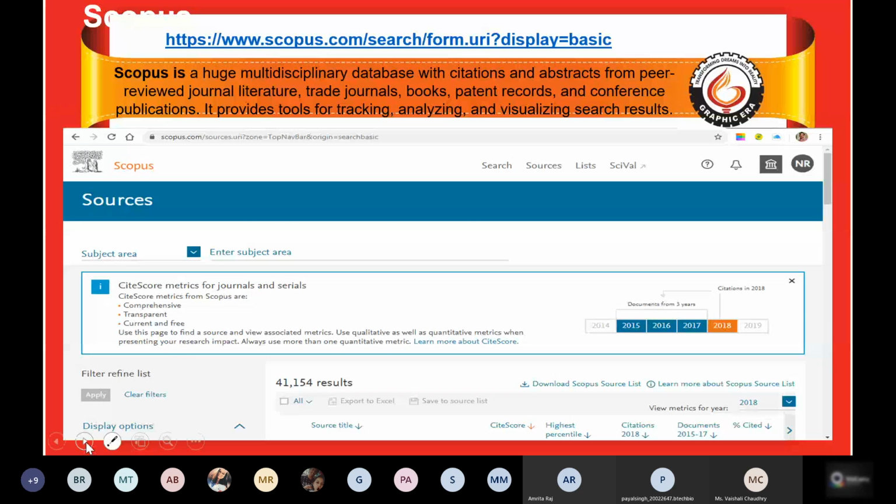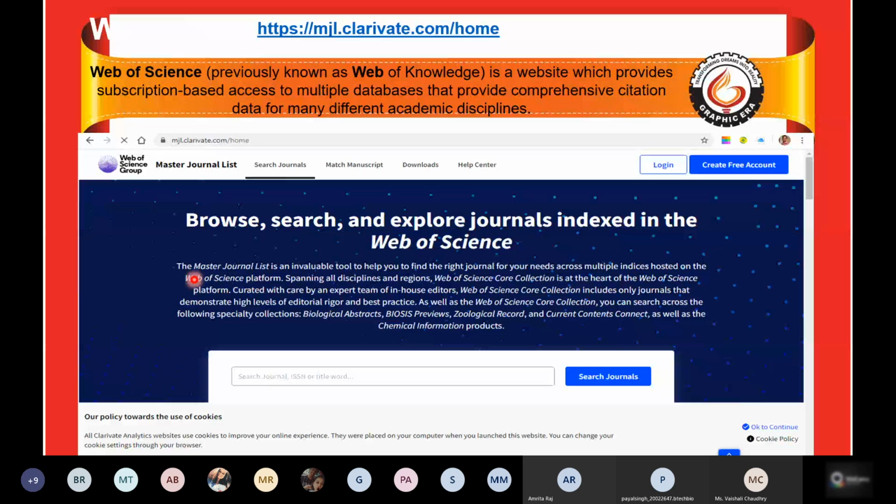Then this is Web of Science. You will learn more when you progress through the semester. Web of Science, which was previously known as Web of Knowledge, is a website which provides subscription-based access to multiple databases, which provide comprehensive citation data from different academic disciplines. So you will find whether a journal is Scopus indexed or in Web of Science, and you can assess the quality of the journal. Only then can you understand whether the paper you are citing and referring to is of quality or not. This is again a very basic question from the student side.